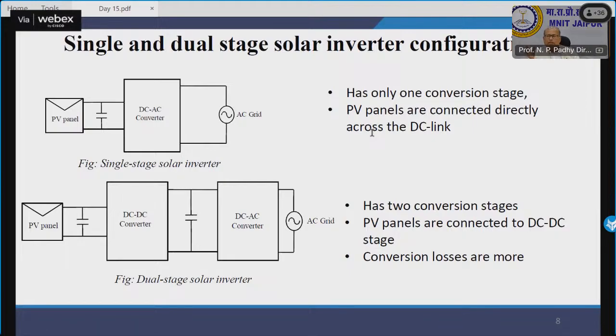Now, there are two different mechanisms for solar inverter configuration. It could be single or dual stage. Single stage is very common for small-size PV inverters. Dual stage is important for large-size systems. In a single stage solar inverter, you have only one conversion stage, and PV panels are connected directly across the DC link. However, a two stage inverter configuration has two conversion stages. PV panels are connected to the DC-DC stage, and conversion losses are quite more, but it is practical.